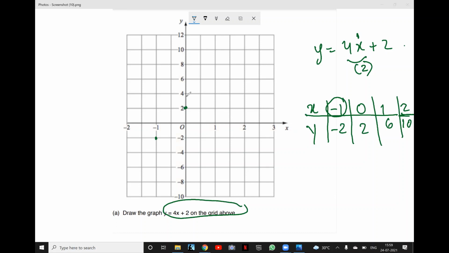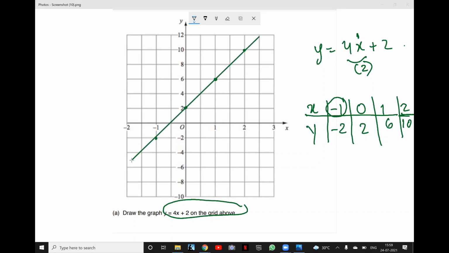When x is 1, y is 6. And when x is 2, y is 10. Yeah. So this is the way I will be doing my plotting. And here I will be putting my graphical line like this.